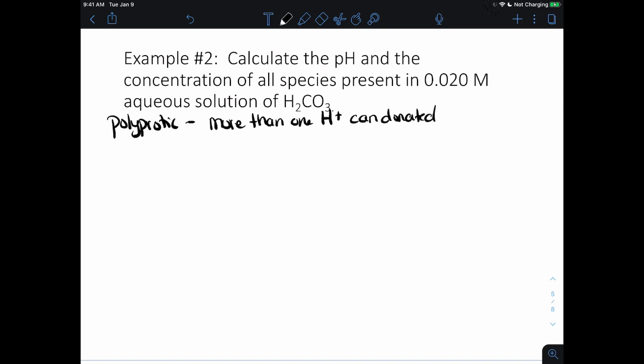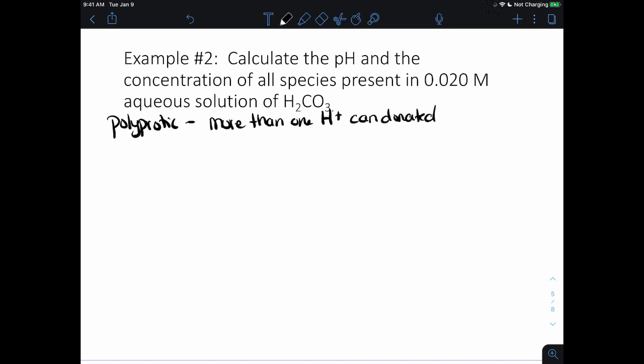So in acetic acid, there were more than one H in the formula, but in terms of how many were donated and were acidic, there was only one H that's acidic. If it's a polyprotic acid, there is more than one H that can be donated. So in this question, we're asked to calculate the pH and the concentration of all species present in H2CO3.